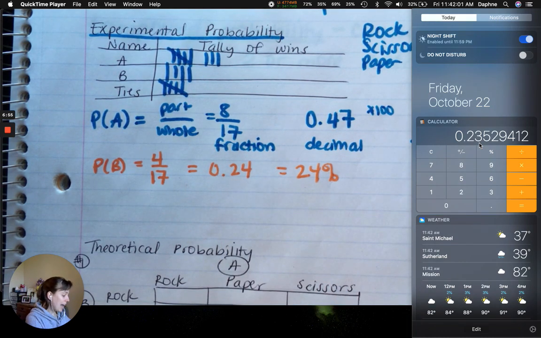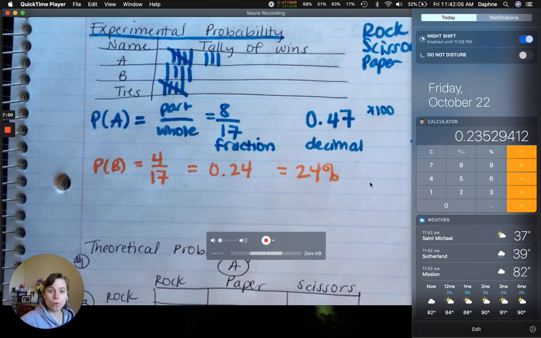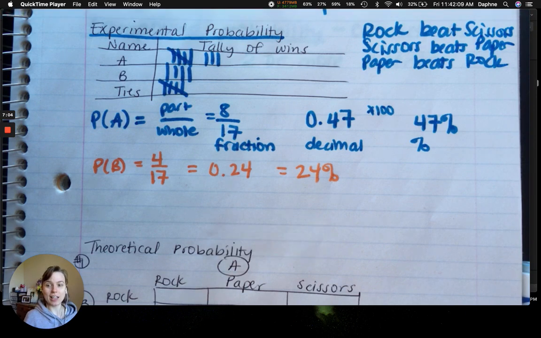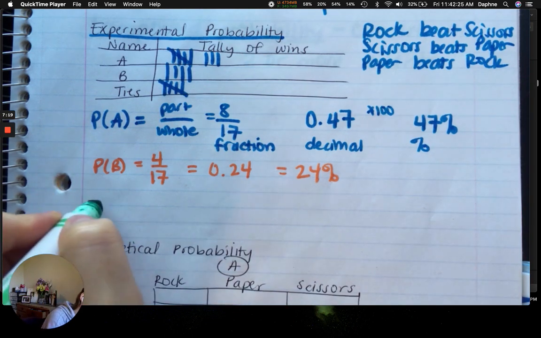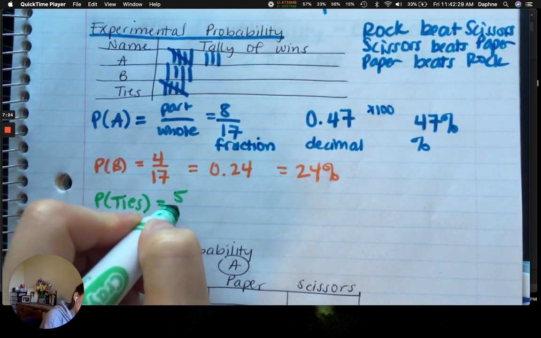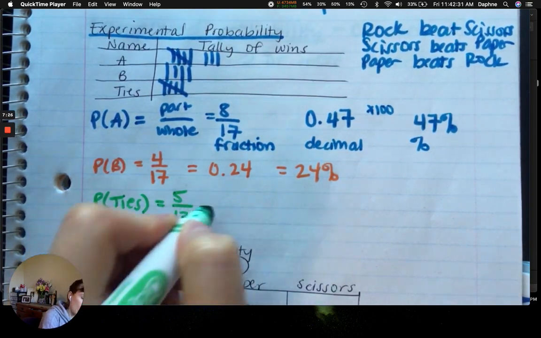So the chance that A wins is 47%. The chance that B wins is 24%. And what's the chance that you play a game of rock, paper, scissors? Like, what's the biggest percentage you could ever have? What's the largest chance that anything that's ever going to happen has? 100%. So notice when we do the probability of ties, there were 5 games out of 17 that were tied.